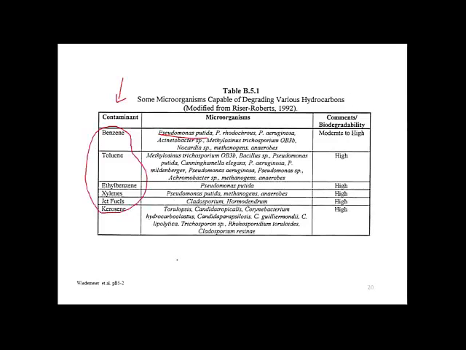Just looking at the table, it does appear that the microorganisms are discrete as to the class of contaminant that they're working on. Yes, but something like Pseudomonas putida, it will work on straight chains as well. There just aren't any straight chains listed here. Okay? I see.